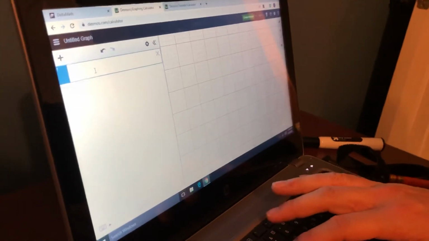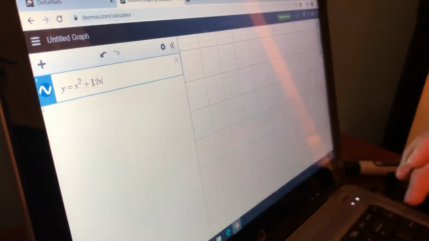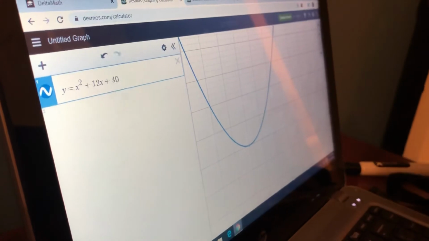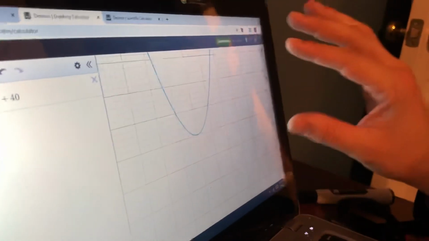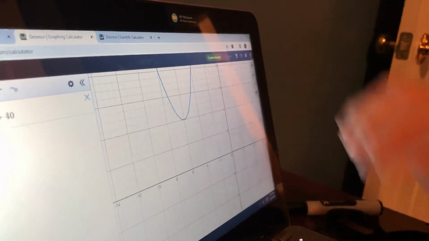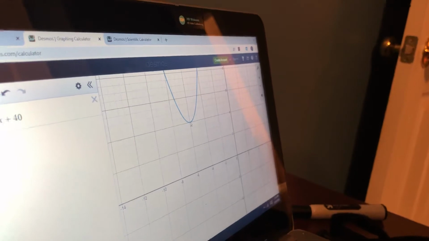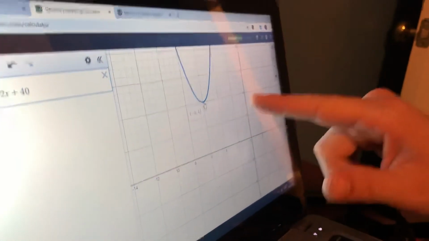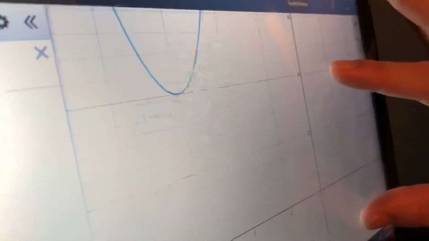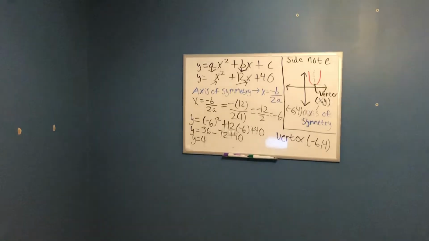So let's clear this out and show you how to type it in. We put in just the formula they gave us: y equals x squared plus 12x plus 40. Here's our graph, and you can see the vertex is at negative 6, 4, just like when we worked it out. So that's how easy it is to find it using Desmos. You just type it in, it shows you your graph, and you find the vertex. That's how you find the vertex algebraically given a problem in standard form, and how you find it using Desmos. So that's two ways.